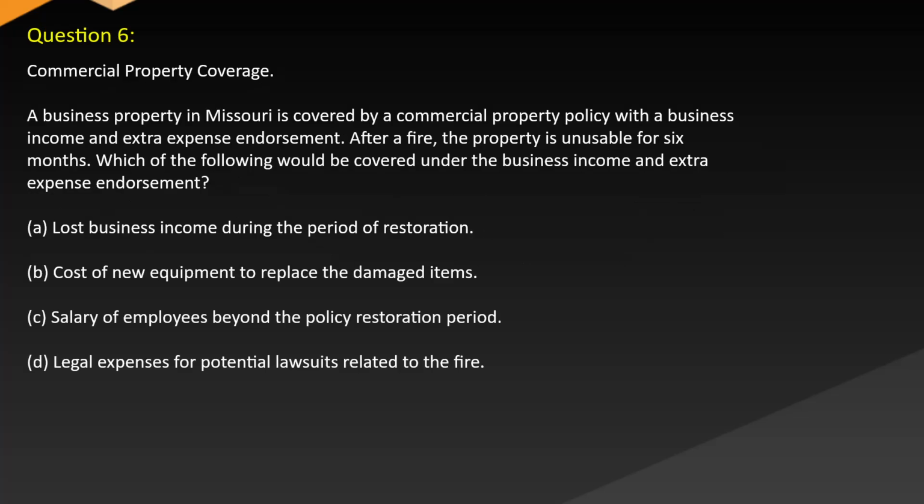Question 6. Commercial property coverage. A business property in Missouri is covered by a commercial property policy with a business income and extra expense endorsement. After a fire, the property is unusable for 6 months. Which of the following would be covered under the business income and extra expense endorsement?